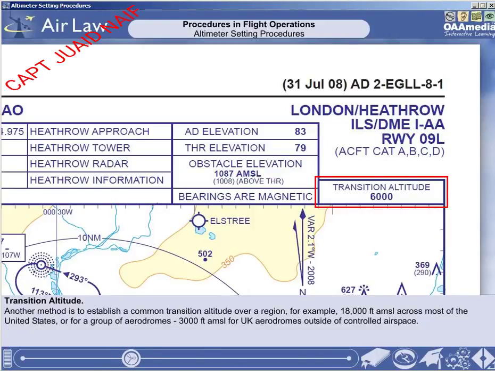In the United States of America, for example, the transition altitude over most of the country is 18,000 feet, but it is higher over the mountains. In New Zealand, it is generally 13,000 feet.